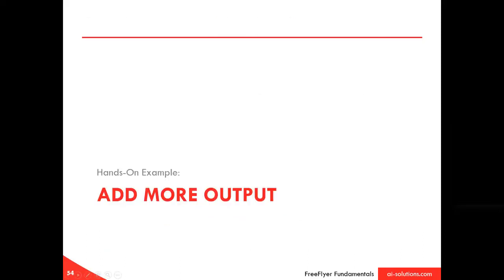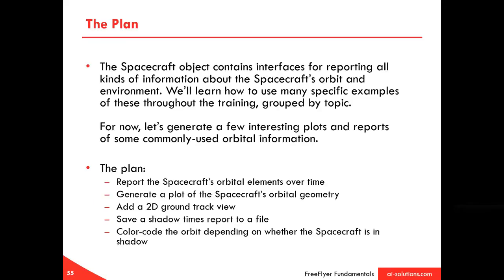Now get ready to jump back into FreeFlyer because we're going to add more output into our hands-on example. As I've mentioned, the spacecraft object is a very powerful object in FreeFlyer that contains a lot of really useful functionality. It contains interfaces for reporting all different sorts of information about the spacecraft's orbit and the orbital environment. Let's go ahead and use some of those built-in features on the spacecraft object to add a few more interesting plots and reports into our mission plan.